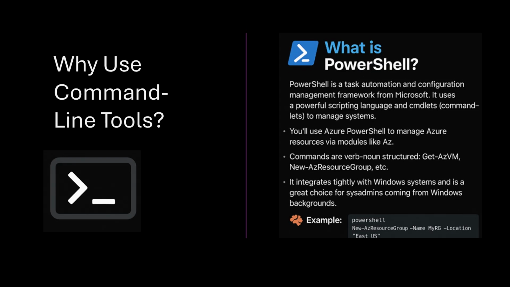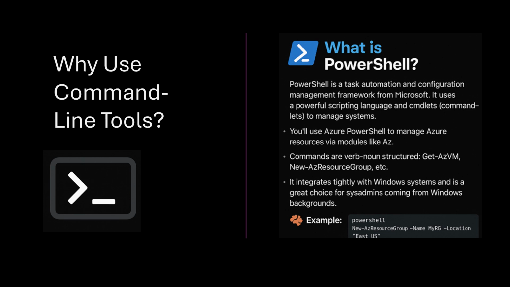When you're managing cloud infrastructure, clicking around the portal just isn't enough. You need speed, consistency, and the ability to automate. That's where PowerShell and Azure CLI come in. They let you automate repetitive tasks, deploy infrastructure as code, script complex operations, and work across platforms: Windows, macOS, and Linux.